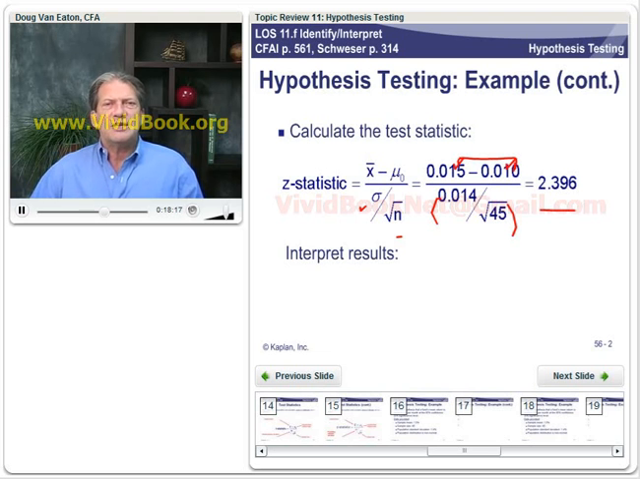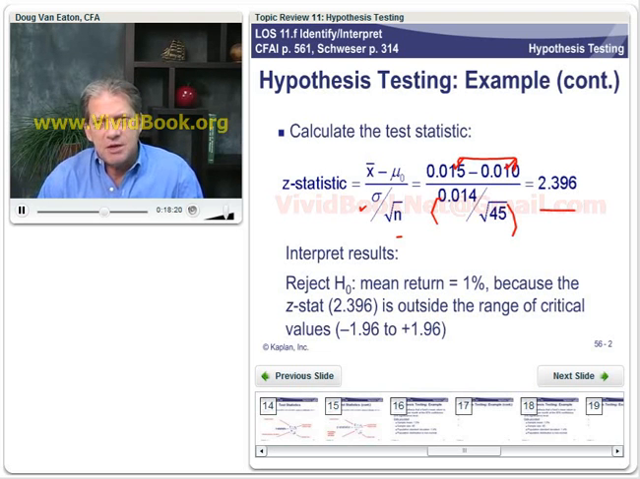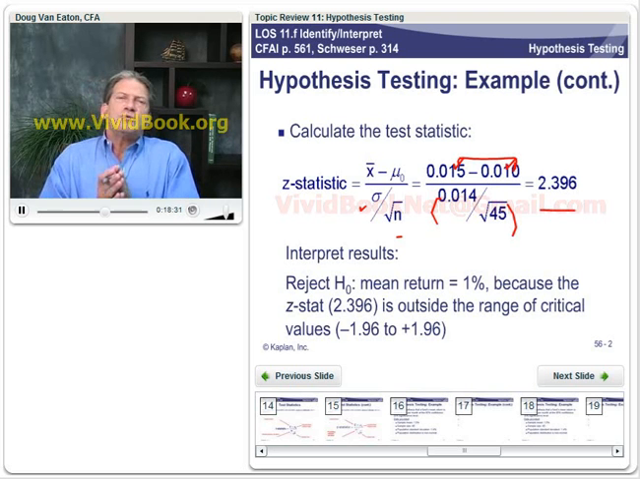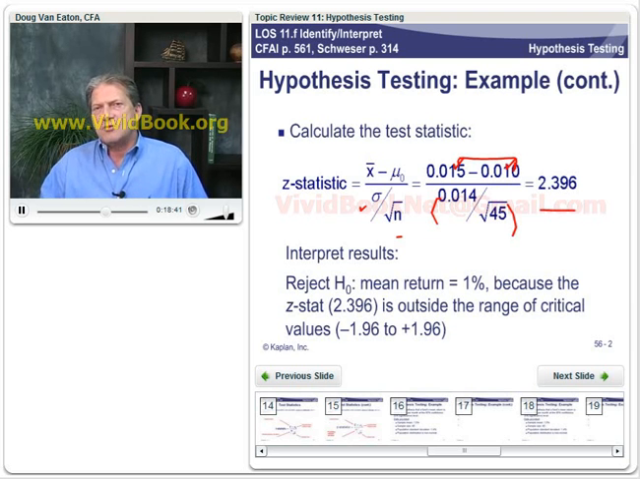So we're going to reject our null hypothesis that the mean return is 1% because our z statistic was outside our range of critical values. And pause just for a minute to understand what that means. The difference between our hypothesized mean and our sample mean, expressed in standard deviations from the true mean, is 2.396. So it's just too big. So statistically, we can reject the null hypothesis that the monthly mean return is 1%.